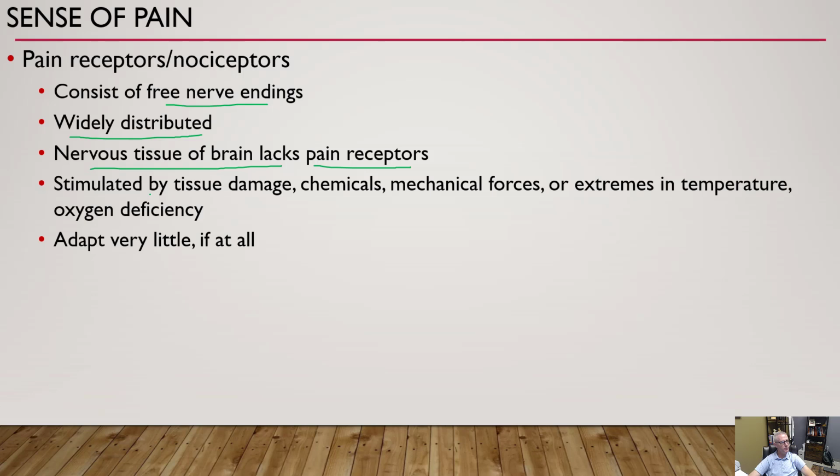So those nociceptors are stimulated by tissue damage. If you cut yourself, you're going to feel pain. If you step on a tack, you're going to feel pain. Chemicals, mechanical forces, or extremes in temperature. We talked about less than 50 degrees, greater than 113 degrees. Oxygen deficiency. If your oxygen becomes too low, you will actually feel pain. They adapt very little, if at all. We talked about sensitization, and pain receptors do not become sensitized.